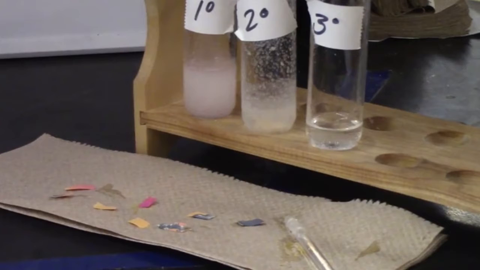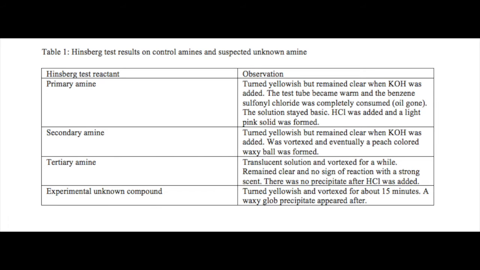Controls were performed so that we could compare the results to that of the unknown. In this test, the different known amines are mixed with benzene sulfonyl chloride, then reacted with a base, in this case potassium hydroxide. Because each amine, primary, secondary, and tertiary, has a different qualitative result, these can be used to compare to our experimental amine. The results of these tests are shown in Table 1.